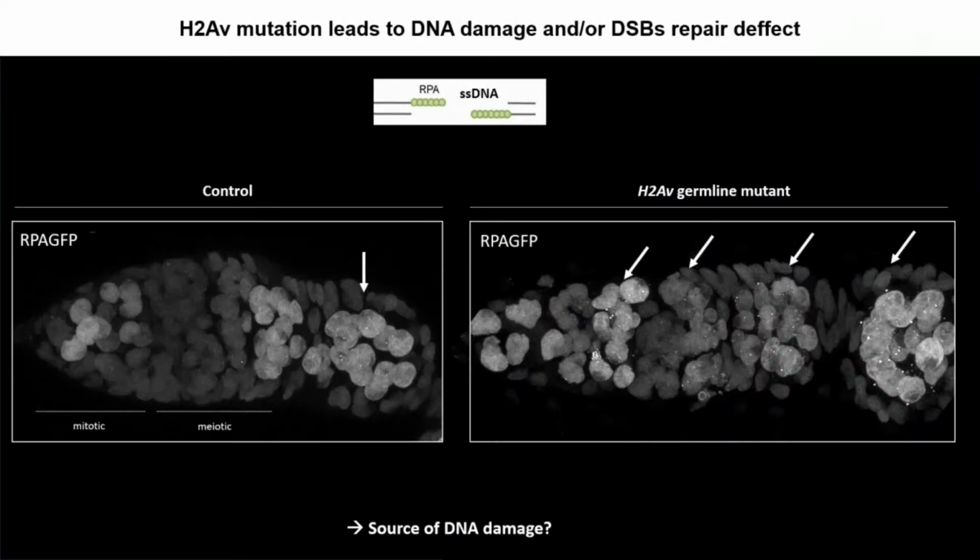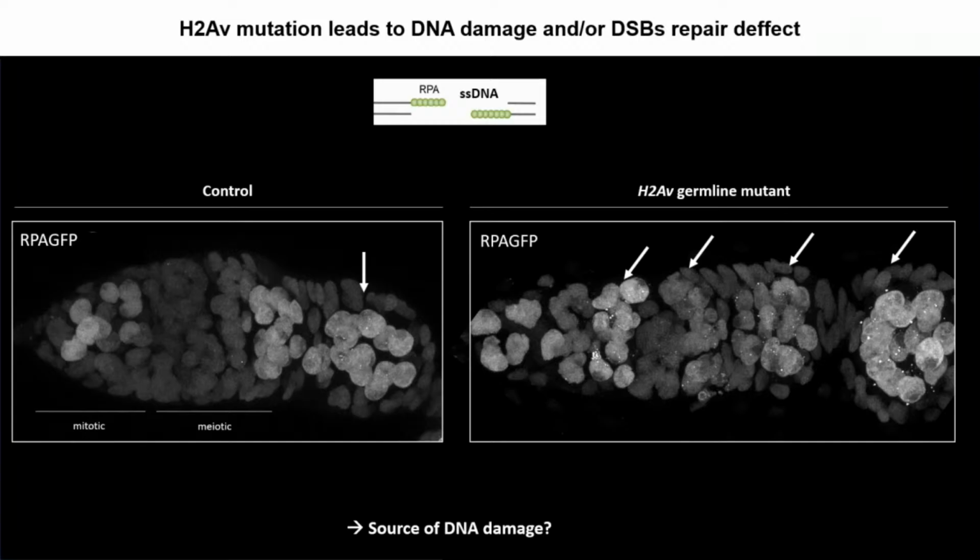So what could be the cause? We thought it could be DNA damage. So to address this question, we used RPA-GFP as a readout because it binds single-strand DNA. And in the control situation, we can see that RPA-GFP foci accumulate in endoreplicating cells. However, in the H2AV germline mutants, you can see that the signal of RPA-GFP is stronger all over the ovariole, and there are too many foci everywhere.